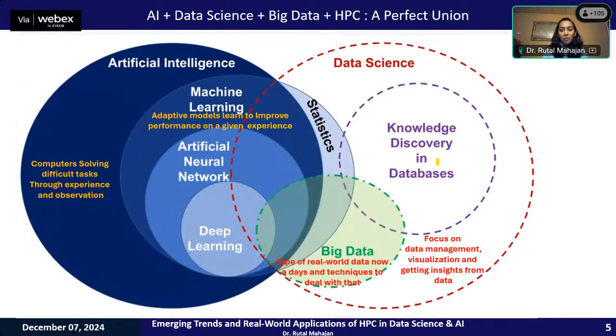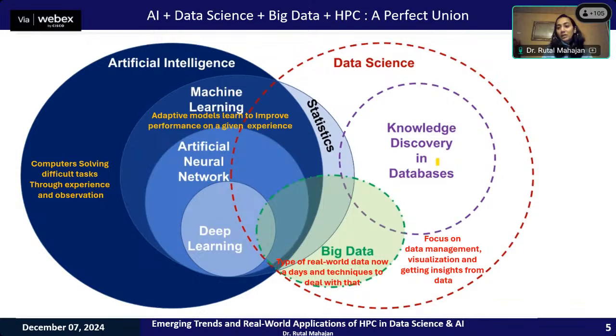So how about the integration of these three terms: AI, data science, and HPC? Over here, I will also include big data, as the data that we process in AI or data science is generally big data, and for that kind of data the HPC is majorly required.